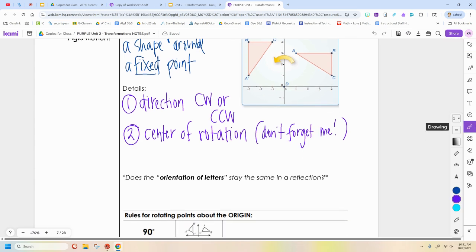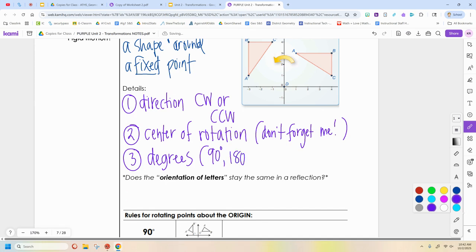And then the last one is kind of like that idea of how far, okay? But when we're rotating, we don't talk about left and right. We talk about the direction, and then we talk about the degrees of rotation, okay? And typically, we are using these degrees because of our quadrants on the coordinate plane. It's going to be 90 degrees or 180 degrees or maybe 270 degrees. This is very rare.